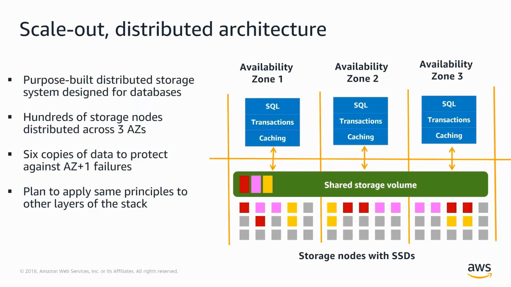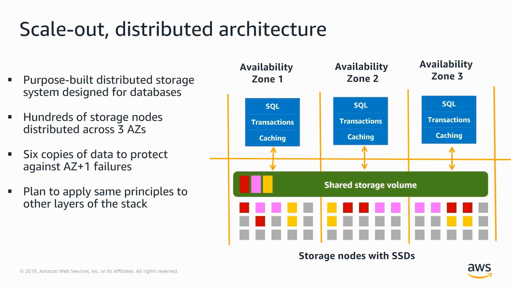And so a lot of AWS services are designed in such a way that they can withstand the loss of one or even greater than that availability zones in a given region. And Aurora is no exception. With Aurora, we span your storage volume across all 3 availability zones within a given region. And when you look at the little squares that are underneath, the little gray and magenta and red and yellow, those are actually storage nodes.